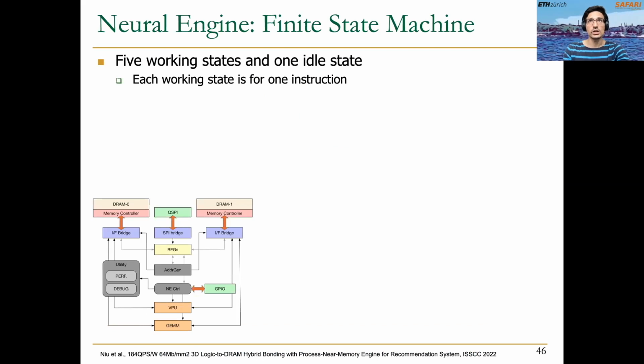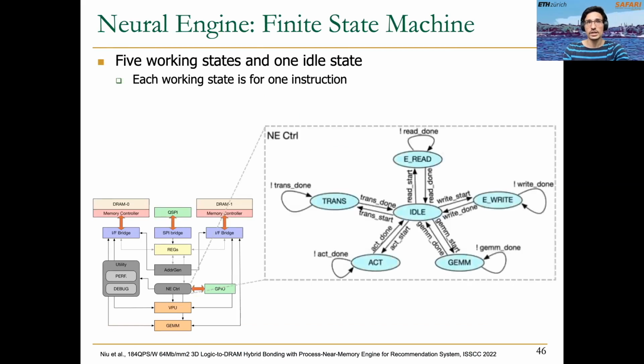The neural engine also has its own controller. This controller is a finite state machine of 5 states: 5 working states and 1 idle state. And as you can see, each of the working states corresponds to one instruction, whether it's a read or write to memory, or it's a transposition, activation function, and the matrix multiplication.